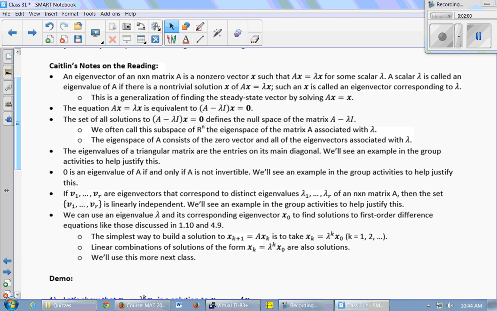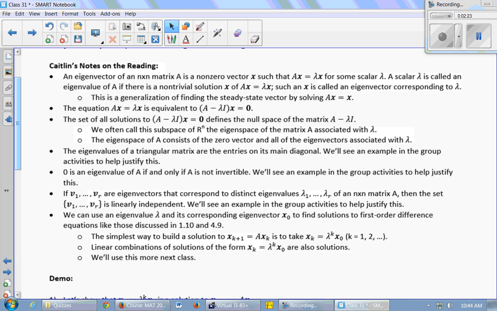So last class we solved finding steady state vectors and we solved Ax equals x. This is a generalization of this, right? This is a generalization where lambda is 1. Today we're doing a generalization. Finding the steady state vector was a specific example of finding the eigenvector corresponding to an eigenvalue of 1.